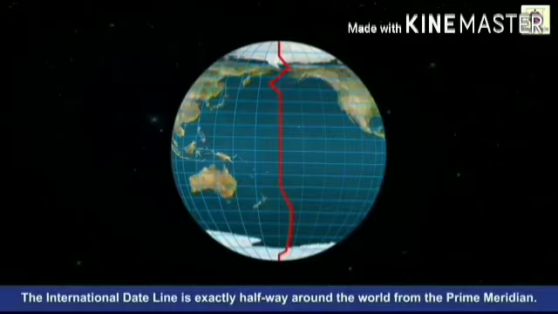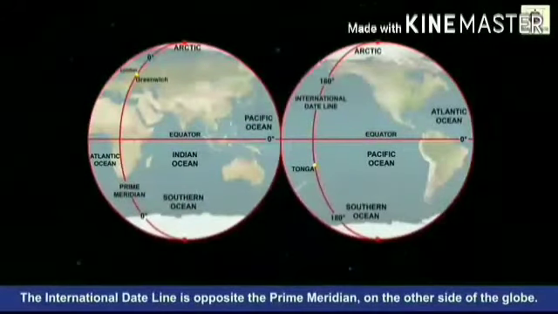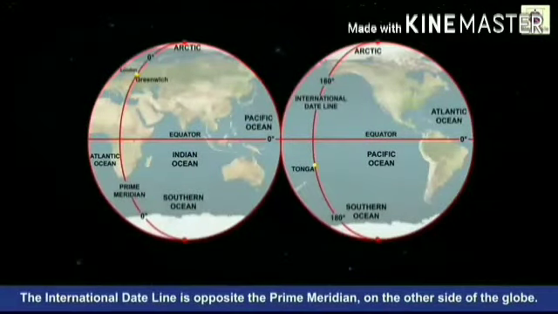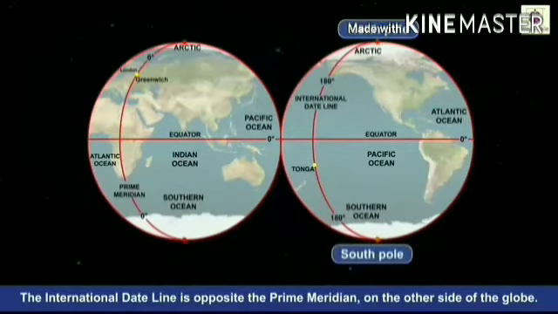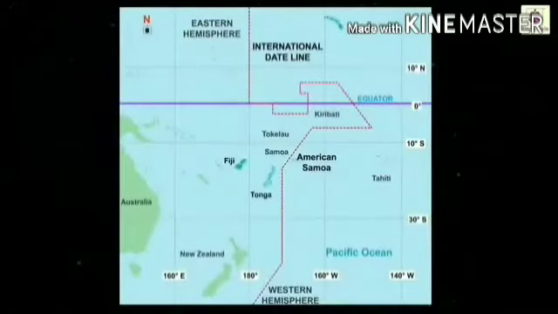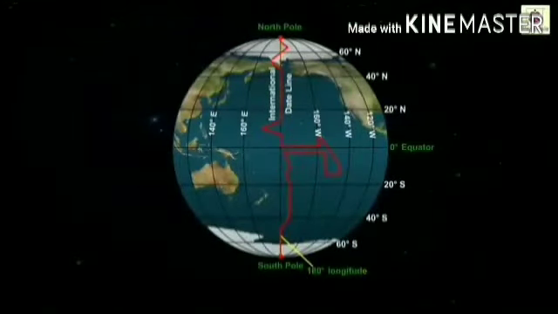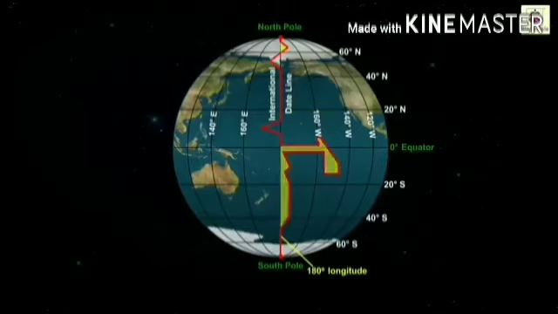The international dateline is exactly halfway around the world from the prime meridian. It is just opposite the prime meridian on the other side of the globe. It runs from the North Pole to the South Pole. It passes almost through the middle of the Pacific Ocean. The international dateline follows the 180-degree longitude. In some places, it deviates from that meridian to the east or west.